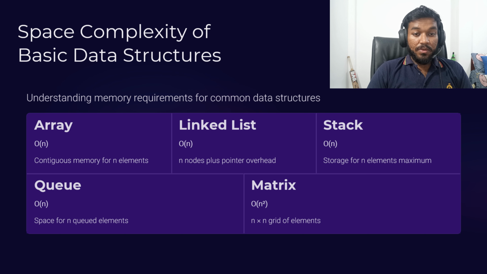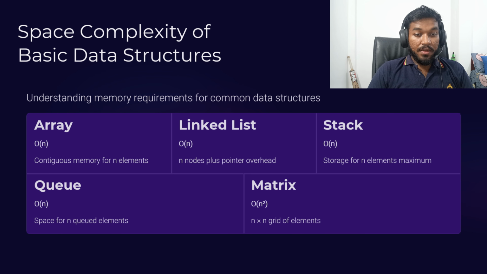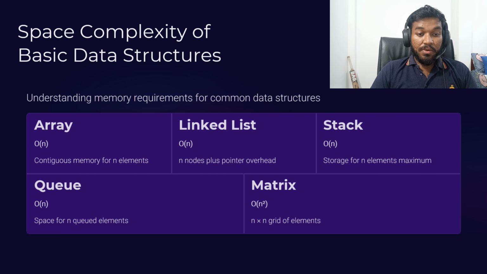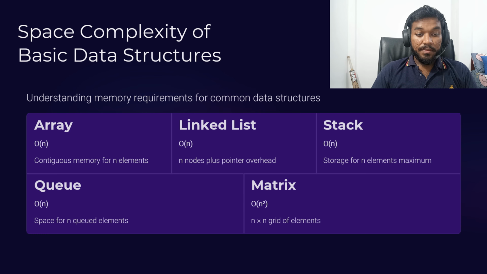Different data structures use different amounts of memory. Array, O(n) space. Linked list, O(n) space plus extra memory for pointers. Stack, O(n) space. Queue, O(n) space. Matrix, O(n squared) space. Choosing the right data structure helps reduce memory usage.